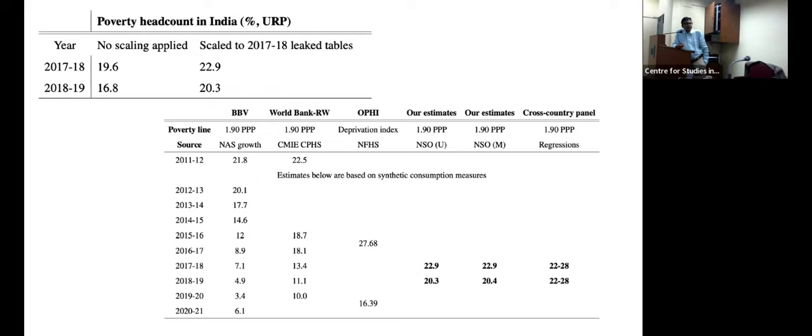So I thought it was the previous one, but this actually aggregates across rural and urban, so it gives you the aggregate numbers. Based on our estimate, we do two sets of exercises. One, we scale this artificial distribution to the league tables, because if you were to take them, they actually give you the equivalent of the thick line for 2017-18.